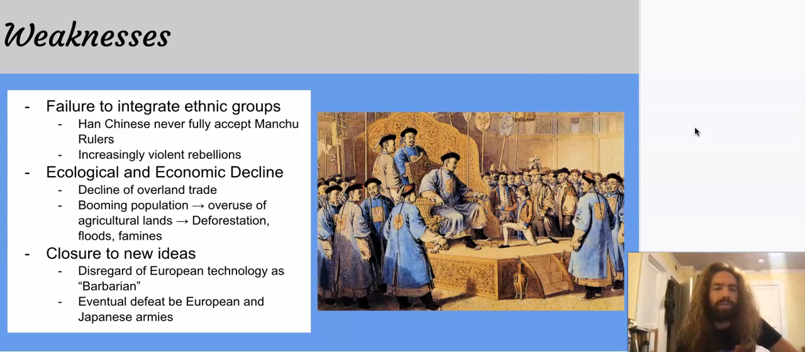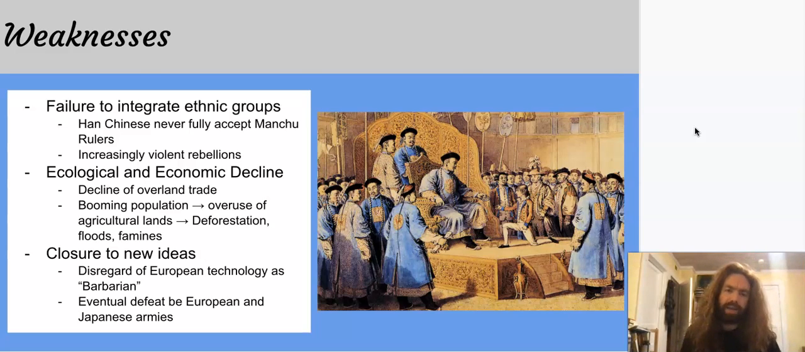The Qing are also going to oversee a population boom, which sounds like it would be a good thing, but in fact it results in serious ecological problems. Partially as a result of the importation of new foodstuffs, especially the sweet potato from the Americas, you see a rapid rise in the Chinese population, in the Han population especially, and these groups are going to move into the more mountainous regions to the west and begin clearing and farming these mountains.